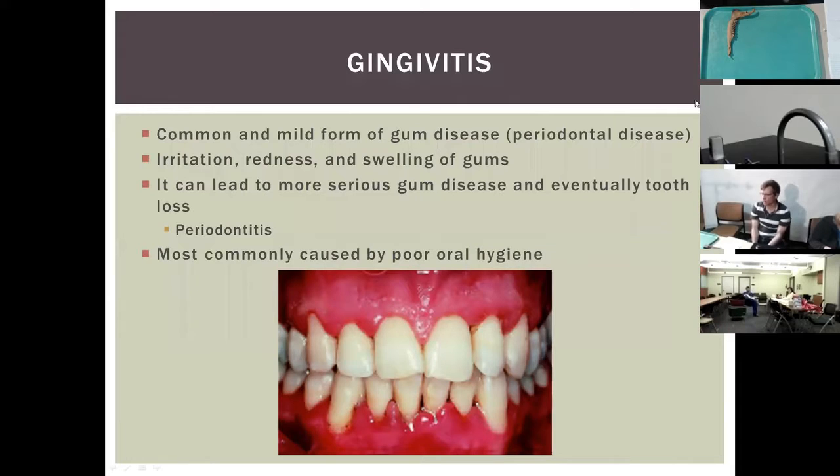Gingivitis is a really common mild form of gum disease. This isn't a serious problem, but it can lead to serious problems. It's usually the first sign that maybe you're not having the best oral hygiene or that you need to do something different. But it's essentially just an irritation and swelling of the gums that occurs.